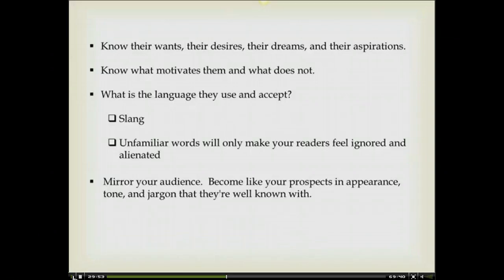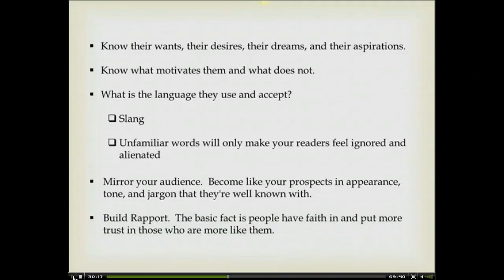You need to mirror your audience. Become like your prospects in appearance, tone, and the jargon they're well acquainted with. When you look in a mirror, you need to be able to see your target audience. You need to become that person when you're writing your copy, because that's how you're going to have the deepest connection with them. Build rapport.